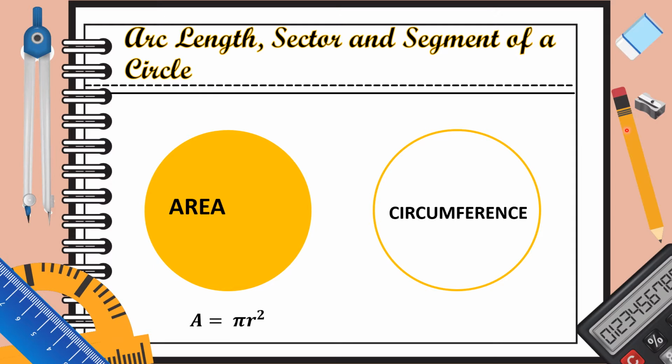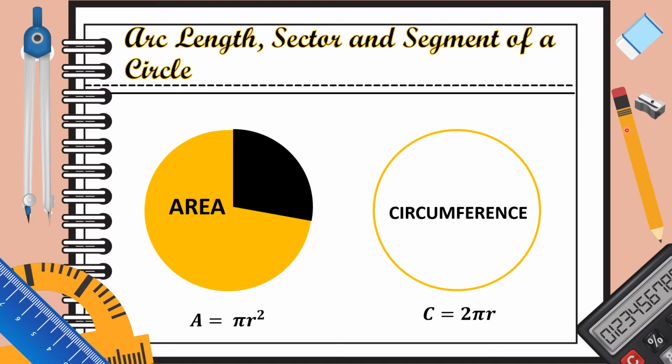A is equal to pi r squared, kung saan ang A is the area, pi is equivalent to 3.14 and r is the radius. While yung ating circumference ay may formula na C is equal to 2 pi r, kung saan ang C is the circumference, 2 is a constant number, yung pi is equivalent to 3.14, and yung r is also the radius. So, saan nga ba dyan ang arc length, sector, and segment of a circle?